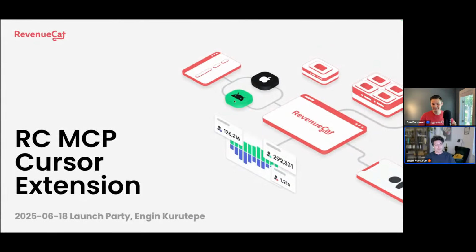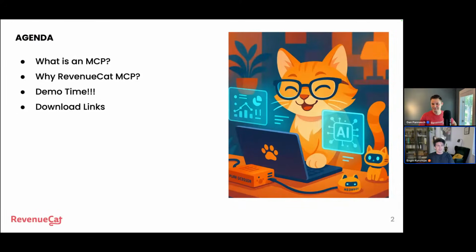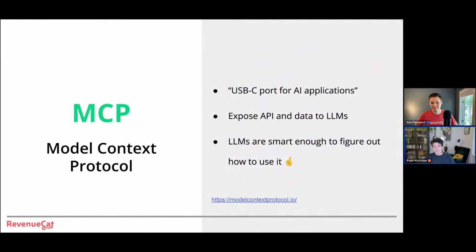All right, Cursor MCP extension. So we built an MCP extension, and I'm going to tell you all about it: what is an MCP and why do we need an MCP in RevenueCat. I'm going to demo what it does, and then give you some download links so you can start playing around with it immediately. I don't see the answers to the polls now, but still, let me give you a quick overview of what an MCP is.